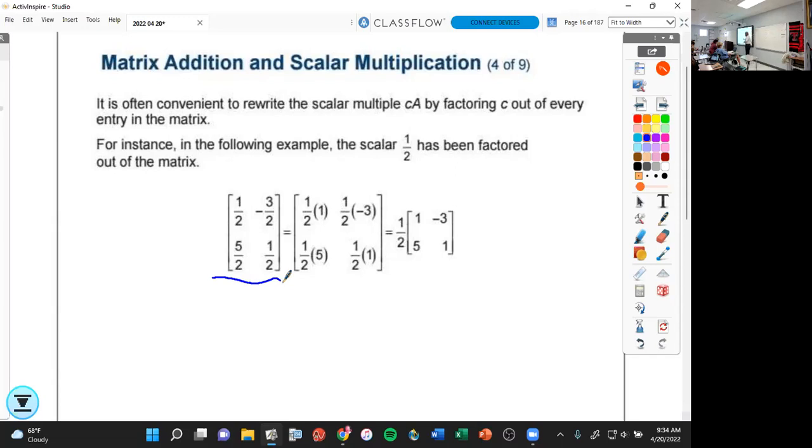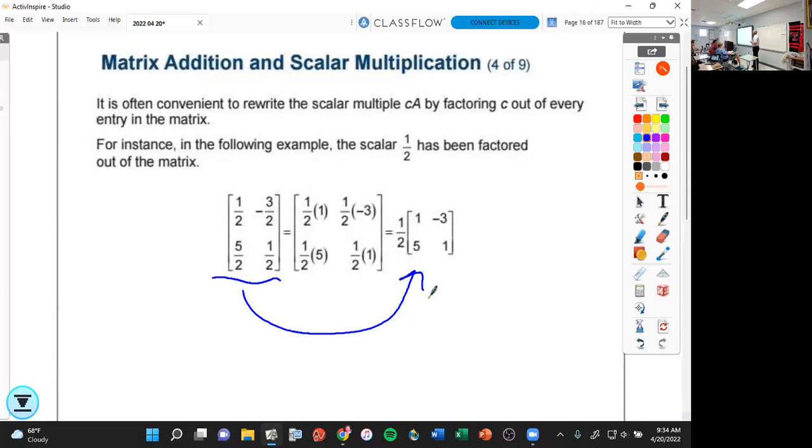But I noticed that every one of these cells contains a denominator of 2. So I could actually factor out a 1/2. So instead of multiplying by a scalar, I'm going to take the scalar away. If I divided every one of these things by 1/2, I would be factoring out the 1/2. So I could rewrite this matrix as 1/2 the matrix containing 1, -3, 5, and 1. Is that a little cleaner?